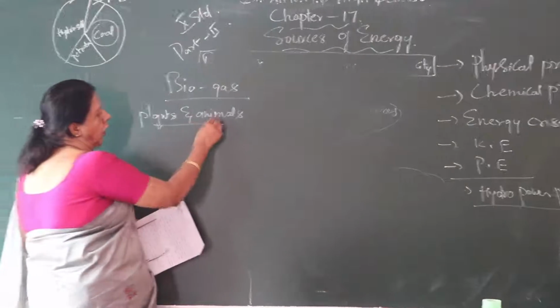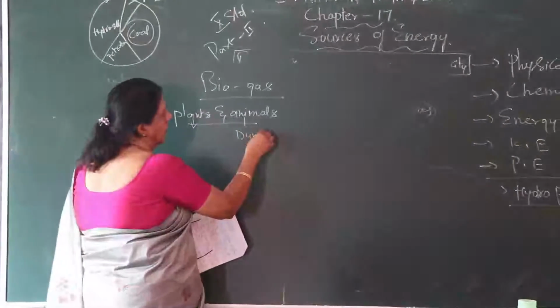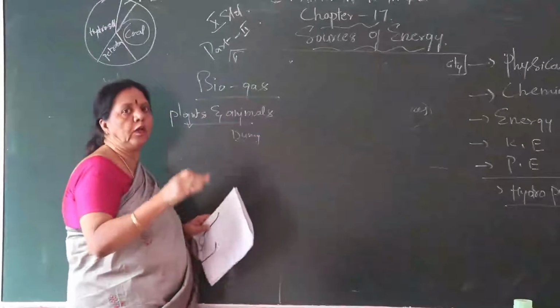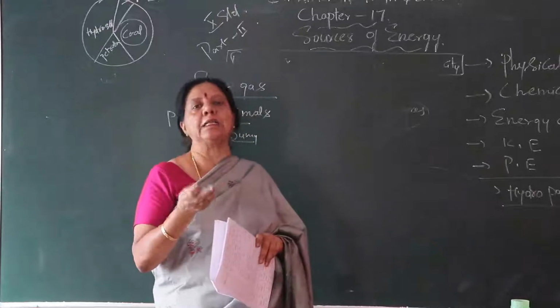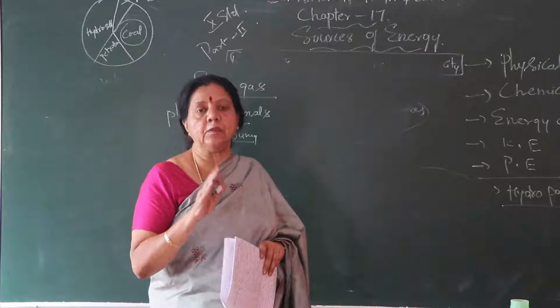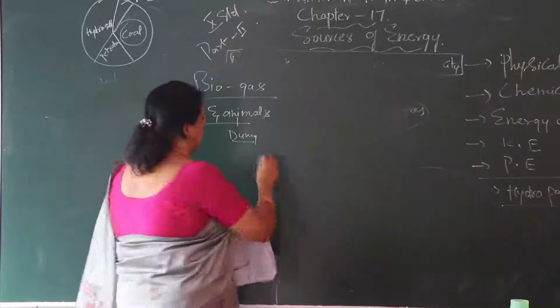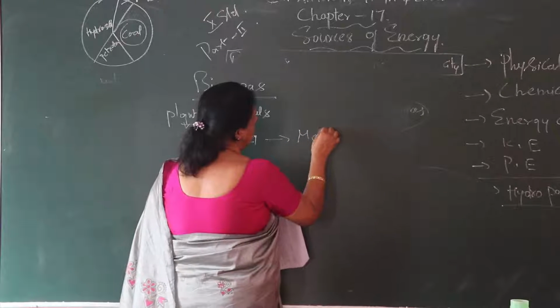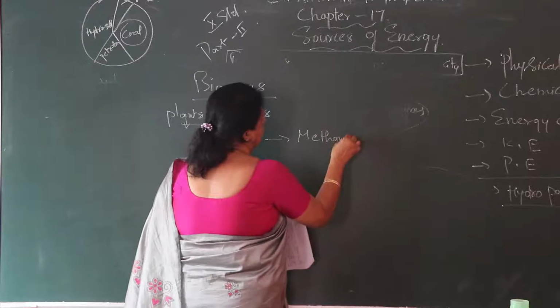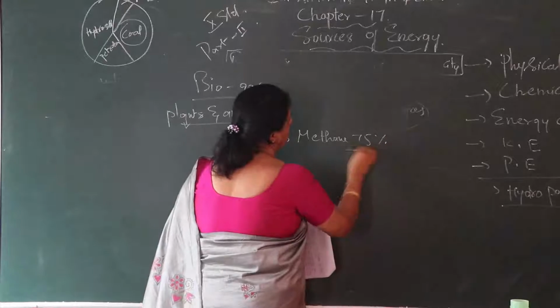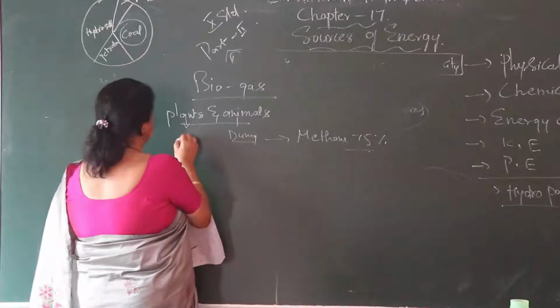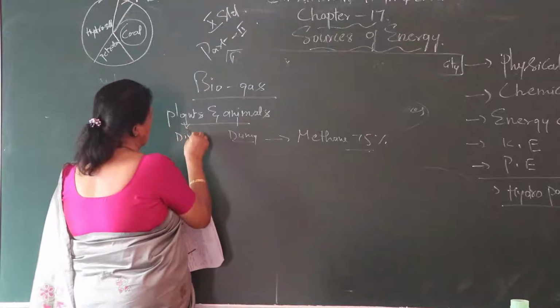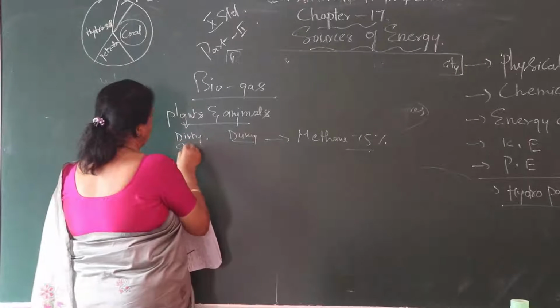And also animal dung. This we can also use and preserve, and combustible gas is produced. Most of the part is methane. What is that? Methane, 75%. So methane will be produced out of these plants, dirty, spoiled things.